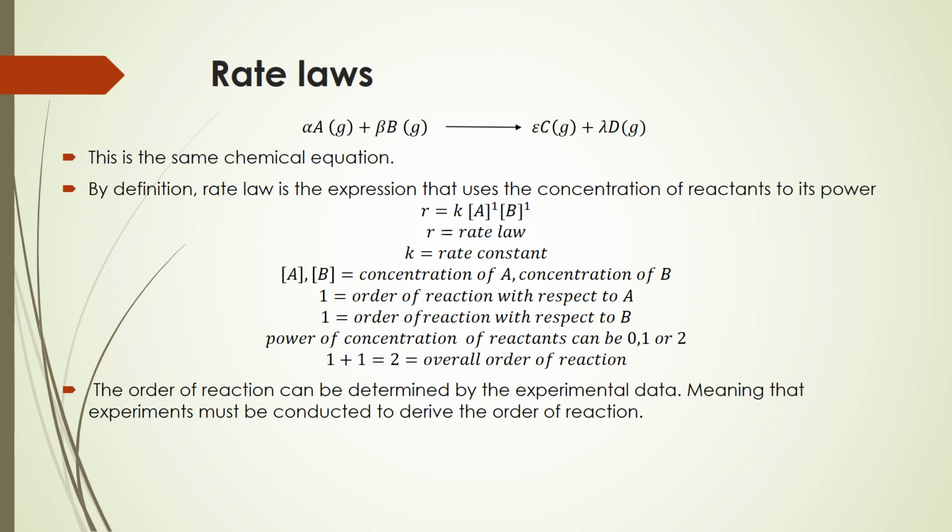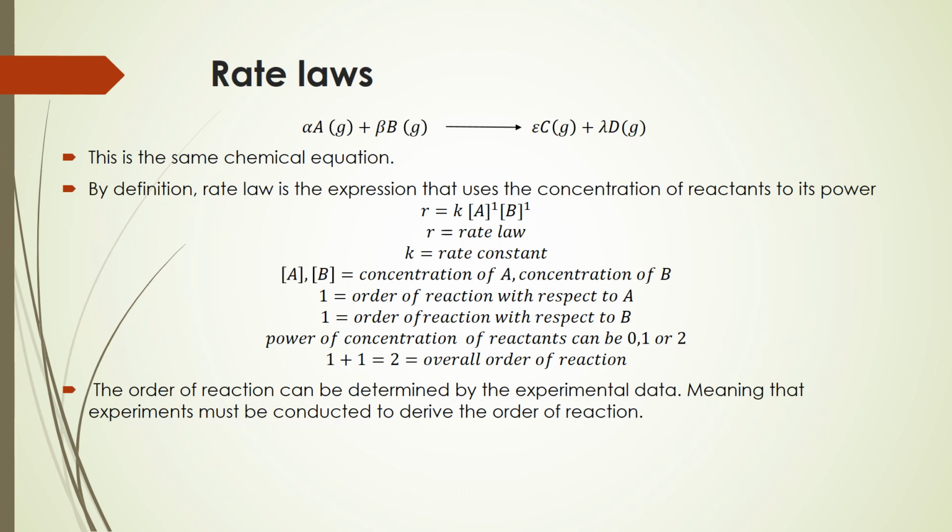The order of reaction can change. It depends on the reaction itself. It can be 0, it can be 1 or 2. So the power of concentration of reactants can be 0, 1 or 2. If we take the values of the orders of reaction, which is 1 plus 1, it becomes 2. That is called the overall order of reaction. So in order to get the overall order of reaction, we just need to add the respective order of reaction for each reactant.